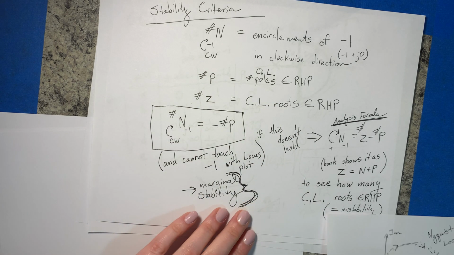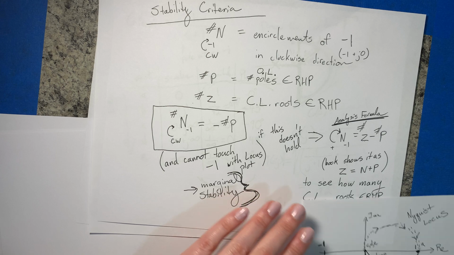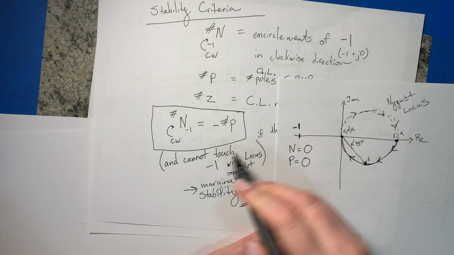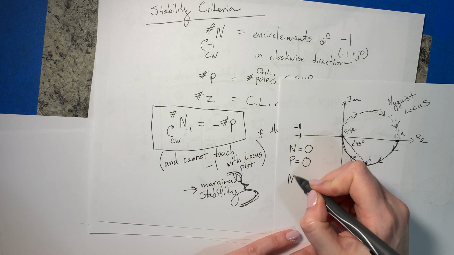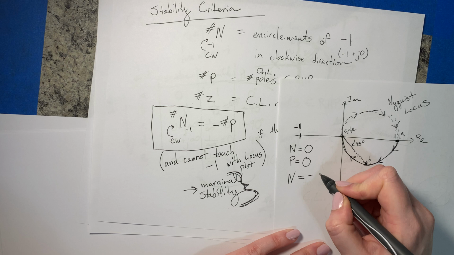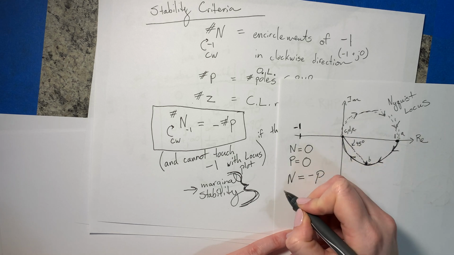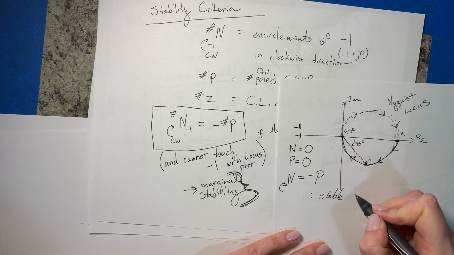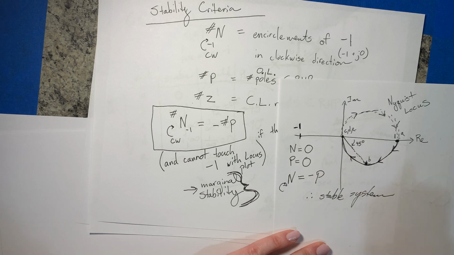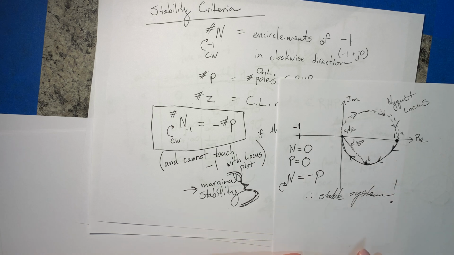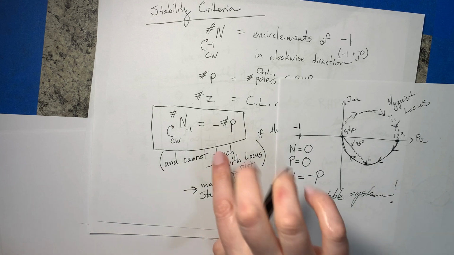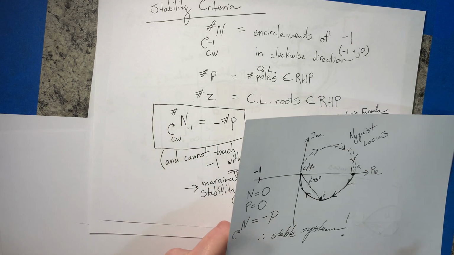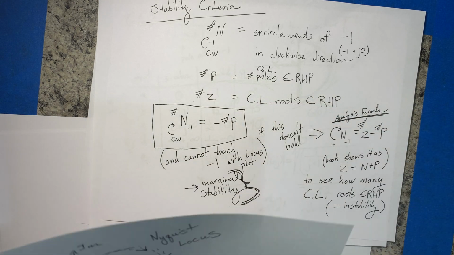Okay? All right, so let's use our stability criterion on the locus that we have just drawn. So we have 0 and we have 0. So we know we have to have this right here. So indeed, N equals negative P, and we are good to go. Therefore, we have a stable system. Okay, and that's really all there is to it. You have to have these numbers balance out, and it's pretty simple from that standpoint.